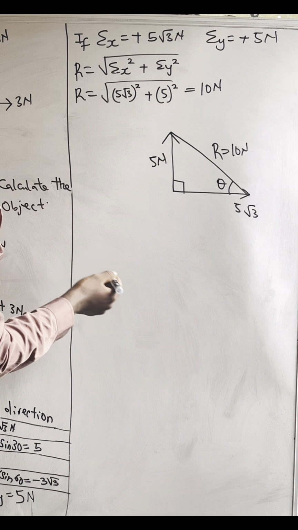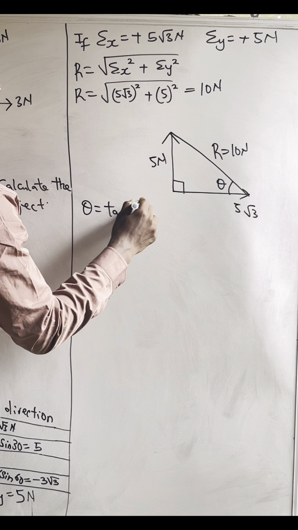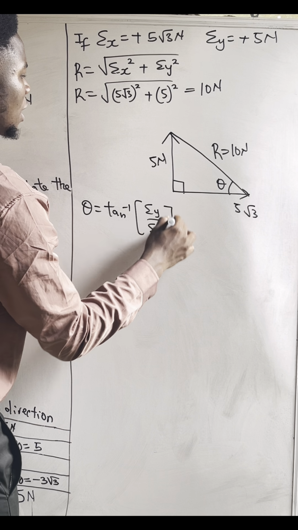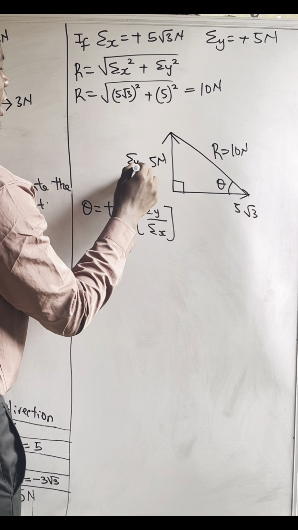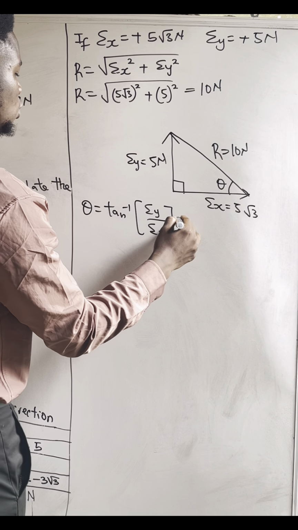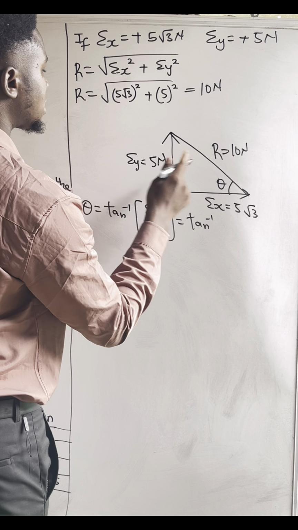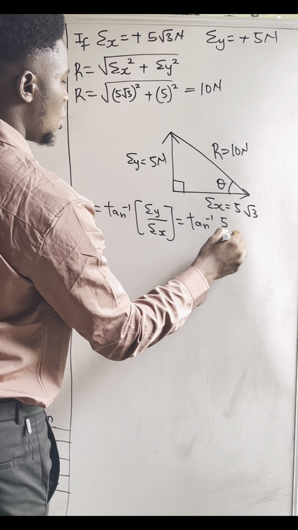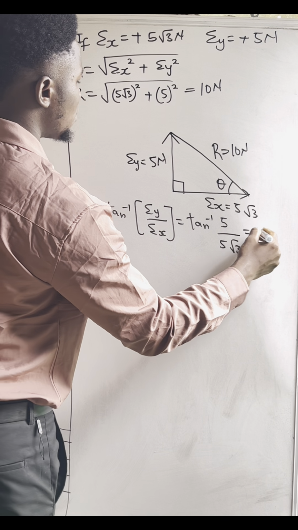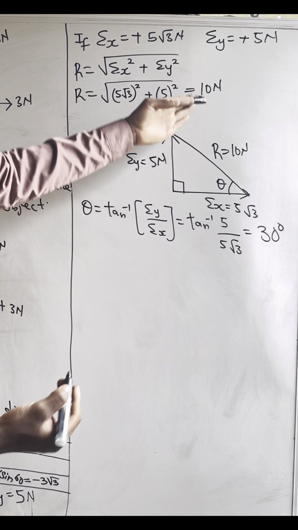So in order to get the direction, I can just say that theta is equal to tan inverse summation y over summation x. Don't forget that this is summation y and this is summation x. So this will now be equal to tan inverse of summation y, which is 5, over summation x, which is 5 root 3. And the answer will give me what? 30 degree. So this is my direction, this is my resultant.